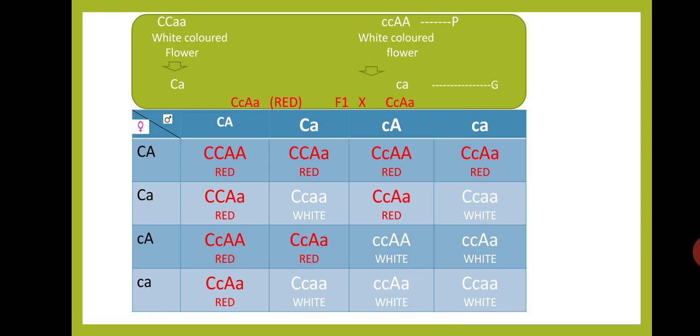Means when both types of genes, capital C and capital A, are present to form the red color, the anthocyanin pigment, this type of gene interaction is called the complementary gene, and the ratio is 9:7. This is the best example of the complementary gene, that is Lathyrus odoratus. Then stop here.